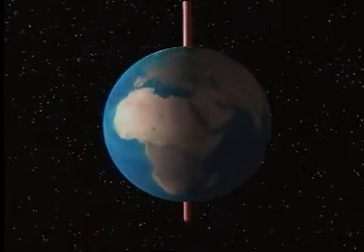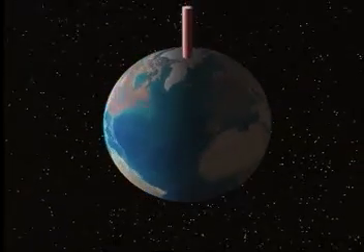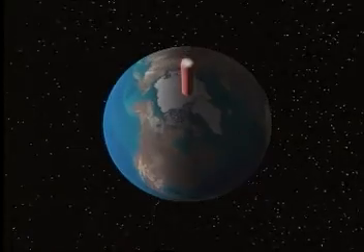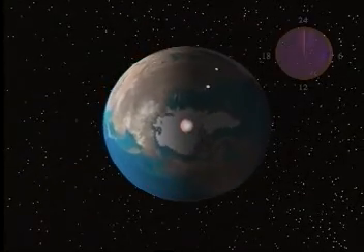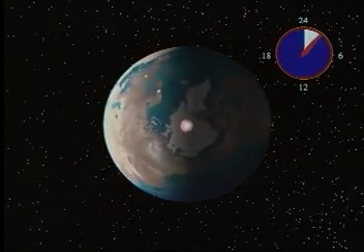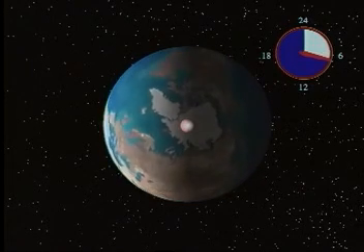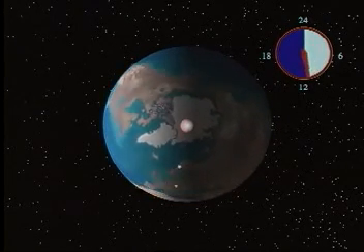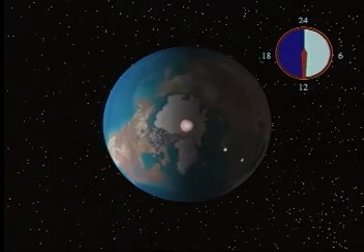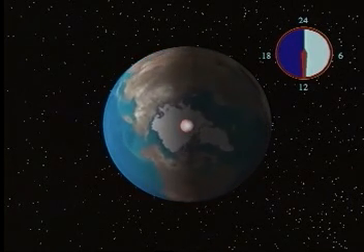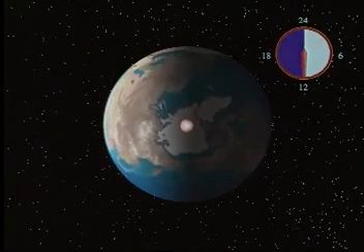If we move up above the North Pole and look directly down, we can see that as the Earth rotates, any city will have exactly 12 hours of daylight and 12 hours of night. The other time of the year when this happens is on the first day of fall, which is called the autumnal equinox.